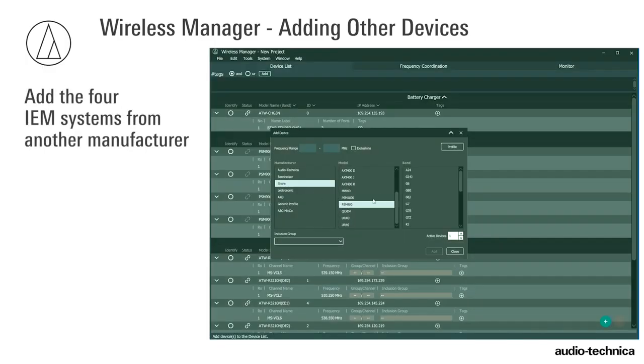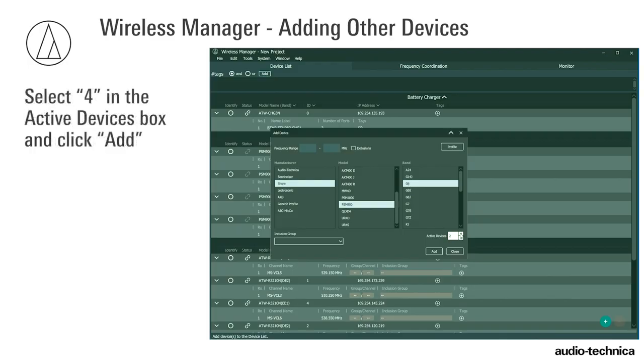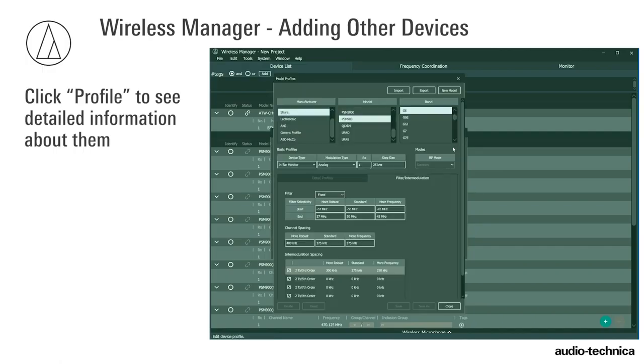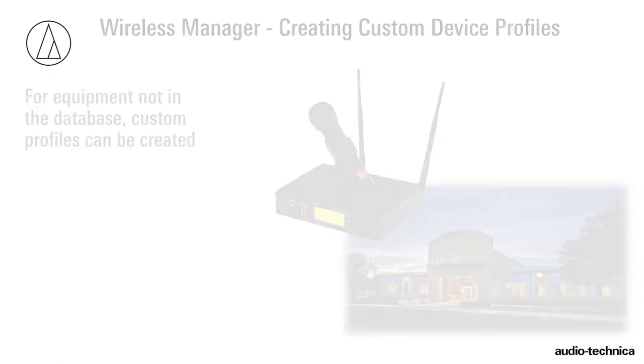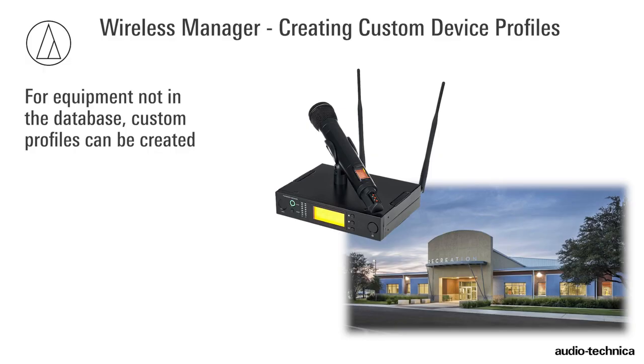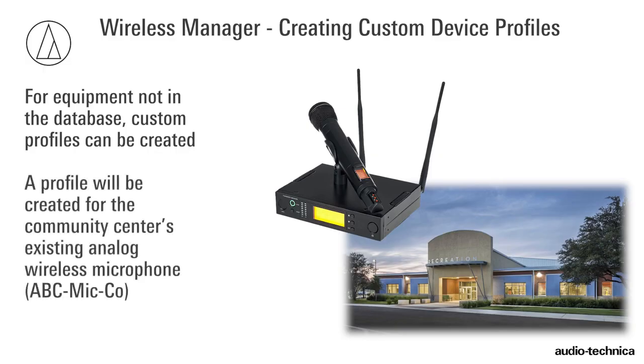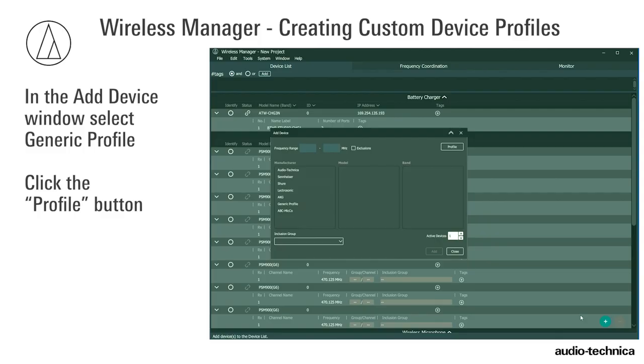Next, add IEM systems from another manufacturer. Select 4 in the Active Devices box and click Add. If desired, click Profile to see detailed information about them. For equipment not in the database, custom profiles can be created. For this example, a profile will be created for the facility's existing analog wireless from the ABC Microphone Company. In the Add Device window, select Generic Profile and then Profile.